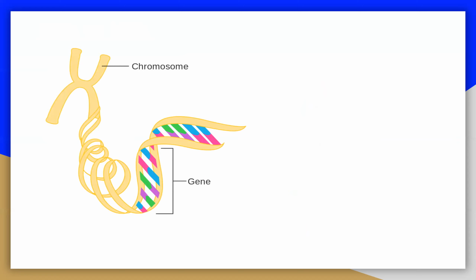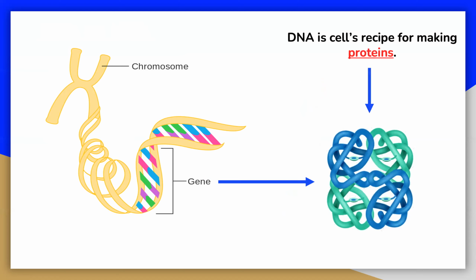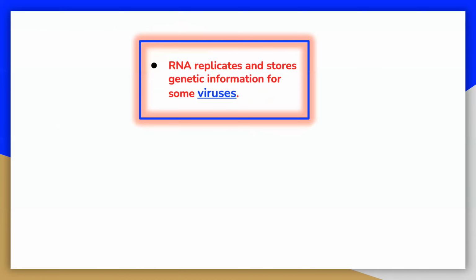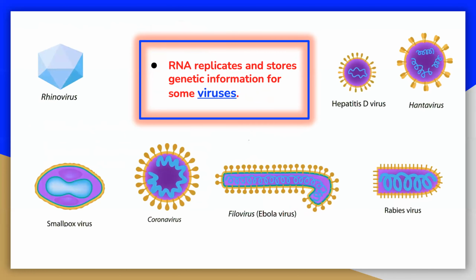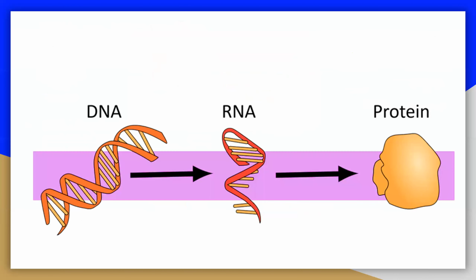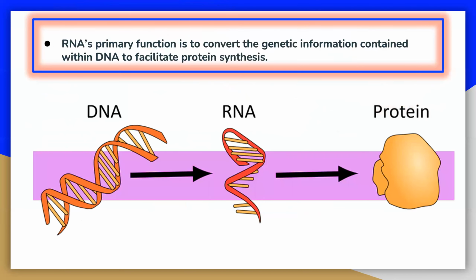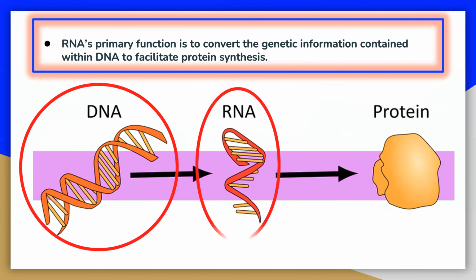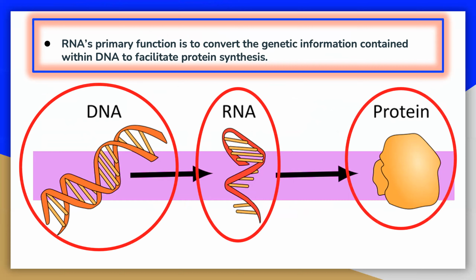all known living organisms. DNA replicates and stores genetic information that is used to make proteins. RNA, on the other hand, replicates and stores genetic information for some viruses, serving as a genetic material as well. RNA's primary function is to convert the genetic information contained within the DNA to a format used to build proteins and then move it to the ribosomal protein factories.